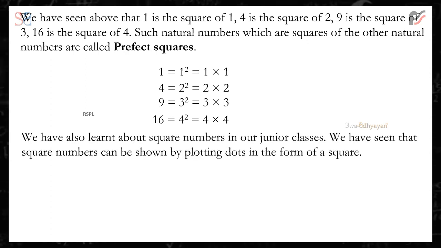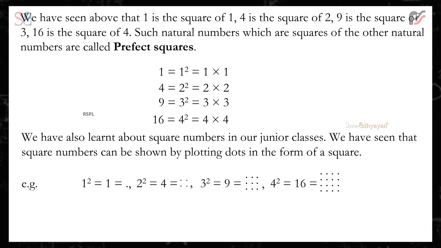We have also learnt about square numbers in our junior classes. We have seen that square numbers can be shown by plotting dots in the form of a square. For example, 1 square is equal to 1, which is equal to 1 dot. 2 square is equal to 4, which is equal to 4 dots. 3 square is equal to 9, which is equal to 9 dots. 4 square is equal to 16, which is equal to 16 dots.